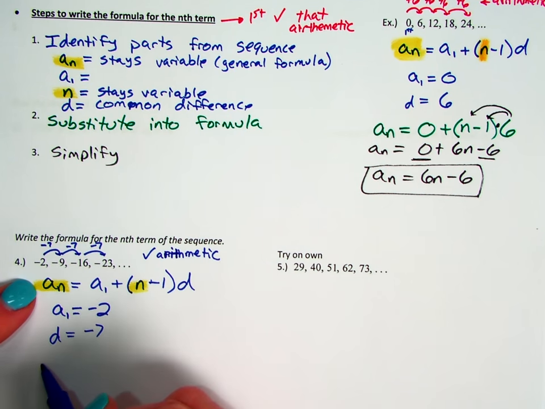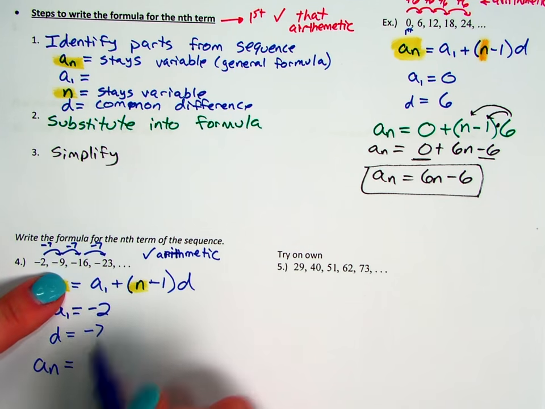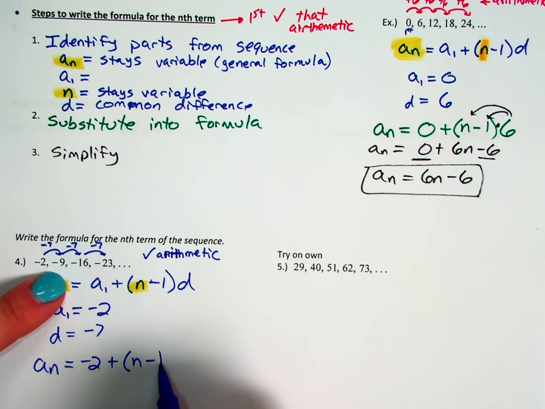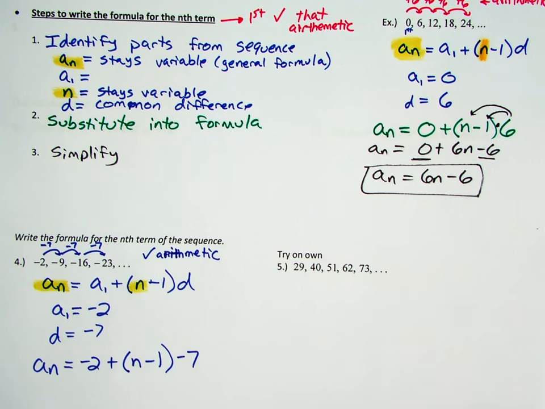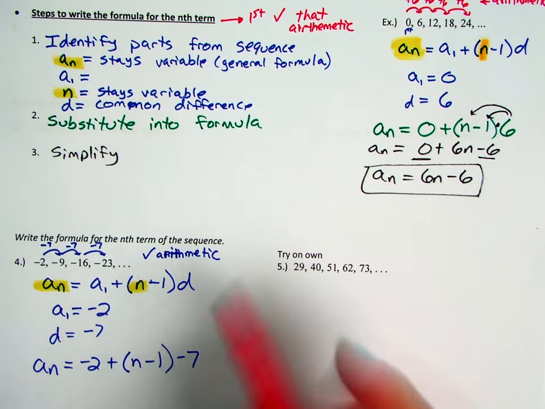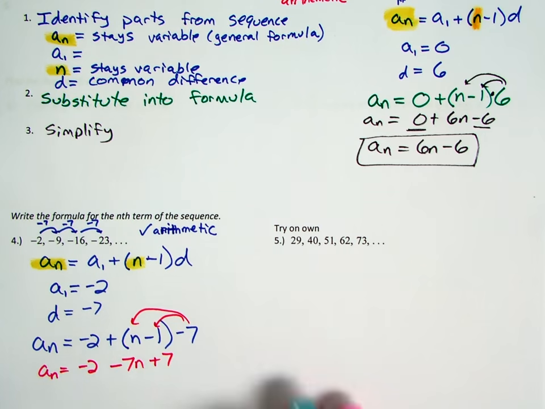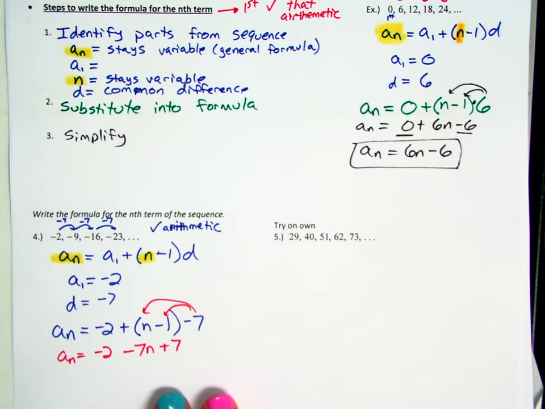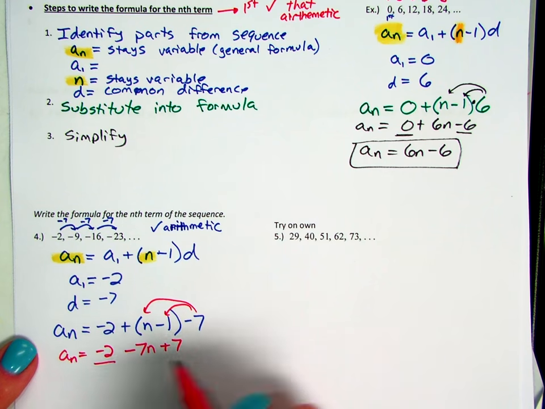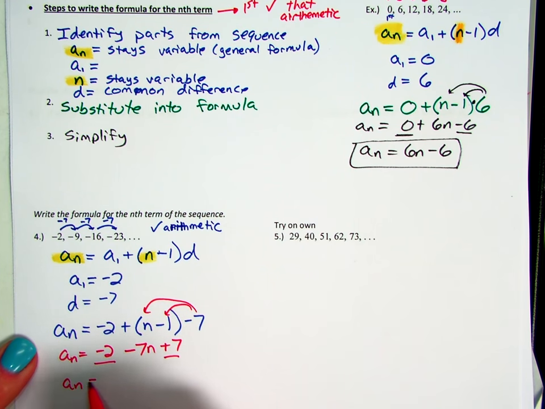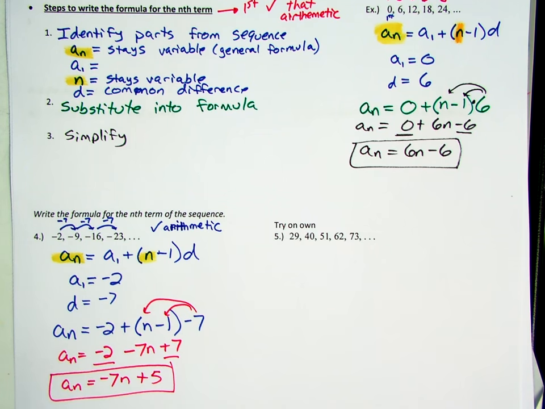And now we can substitute in. So a sub n equals, a sub 1 is -2 plus n minus 1. Now my d is -7. Now that I've substituted all that information in, we're going to have to distribute and solve. So this would be -7n plus 7. Don't forget to bring down your -2 out front and your a sub n. So now we can combine our like terms. -2 plus 7 is 5. So a sub n equals -7n plus 5. And there is your formula for the nth term in that sequence.